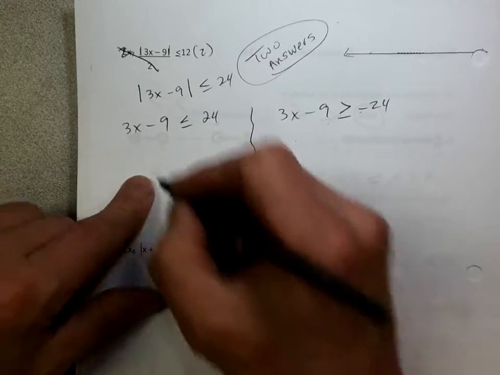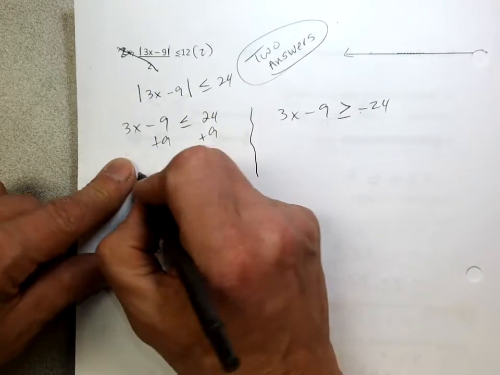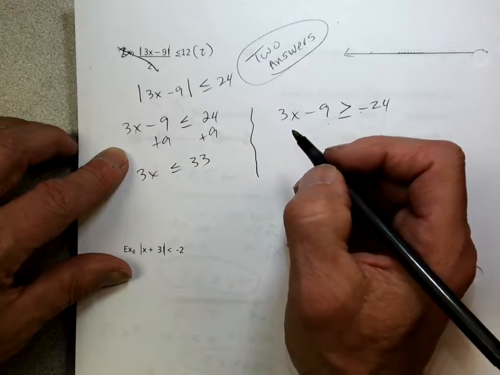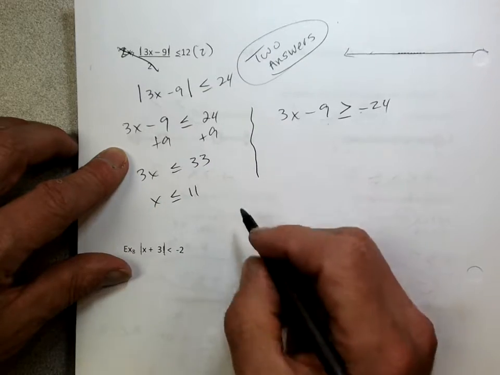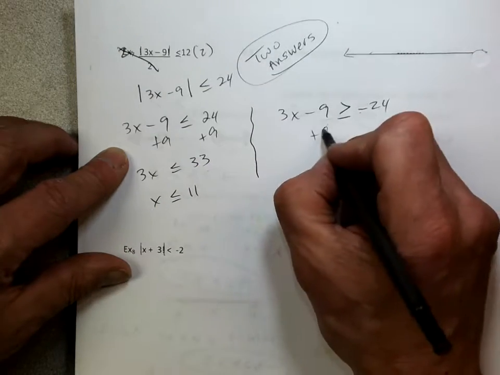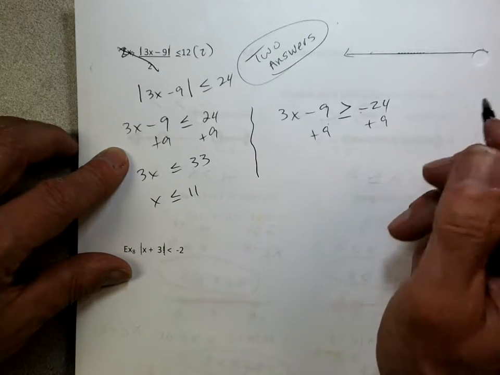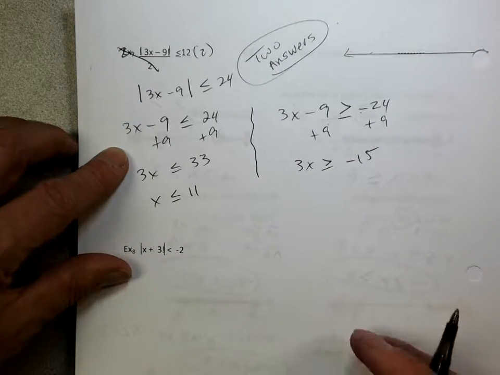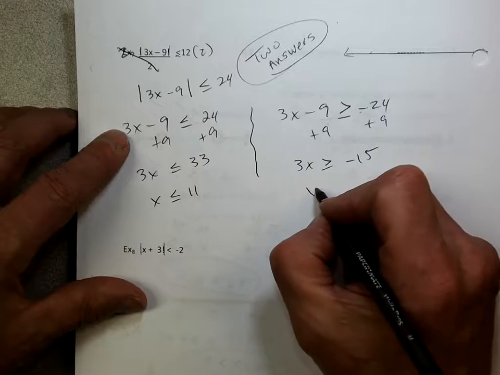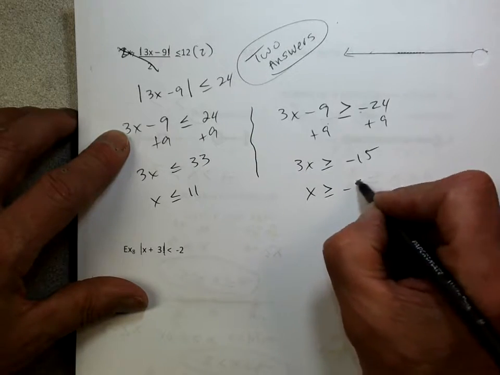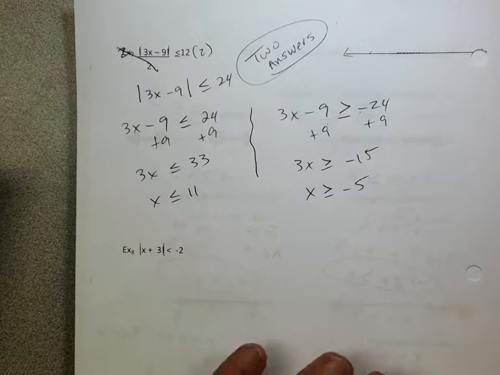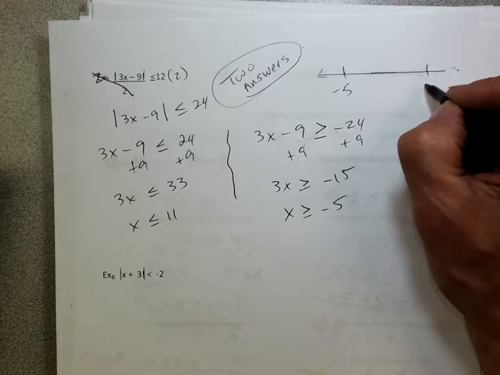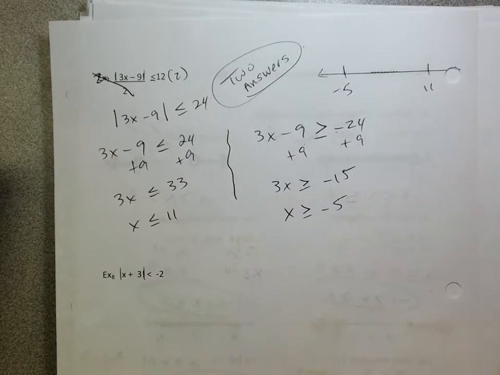Okay, let's solve now. Plus 9, plus 9. I'm going to have 3x is less than or equal to, what's that, 33. Divide by 3. Got it? Plus 9, plus 9. What was that, 15? I think it's negative 15, isn't it? Okay. Divide by 3, divide by 3. Don't turn the sign. Okay. So far, so good. So I'll put negative 5, 11, right? Don't switch those around, please.